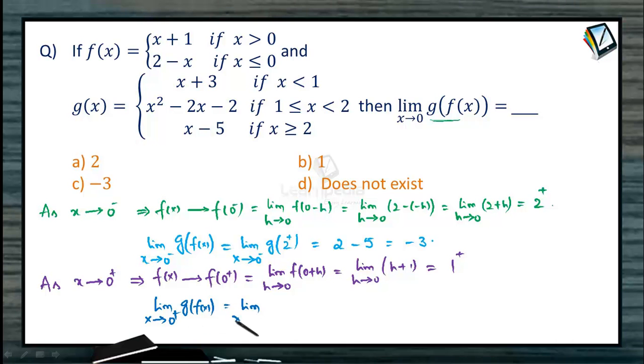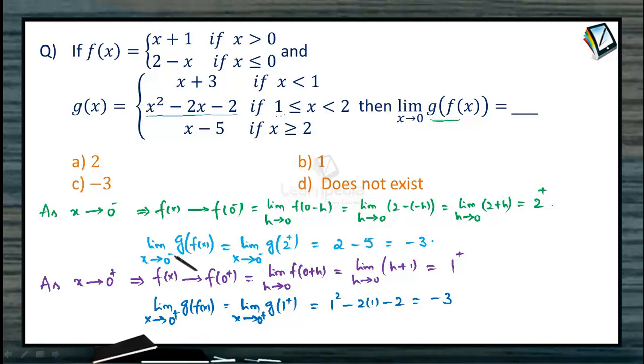This would be limit x tends to 0 plus of g of, how is f(x) behaving as x tends to 0 plus? Just now we have seen this is 1 plus, a number which is slightly more than 1. Now for a number which is slightly more than 1, how is the function g(x) defined? To the right side of 1, the function defined is x squared minus 2x minus 2. So that value would be 1 squared minus 2 times 1 minus 2. That is 1 minus 2 minus 2. That is minus 3. So what did you observe? The right hand limit of g(f(x)) at 0 is minus 3.